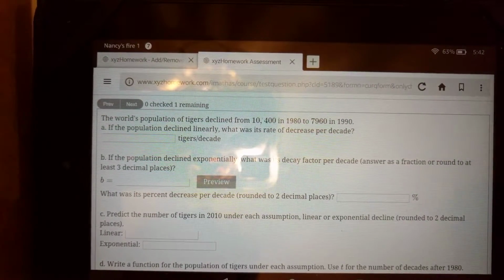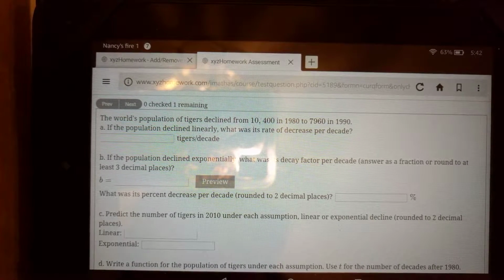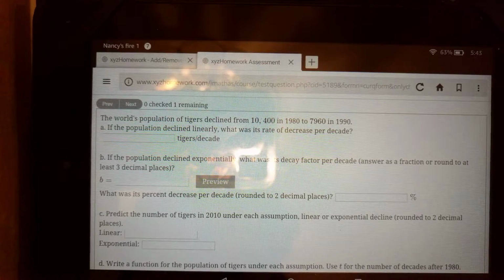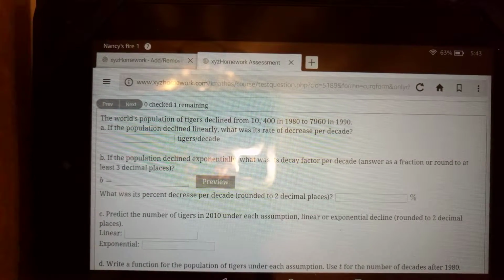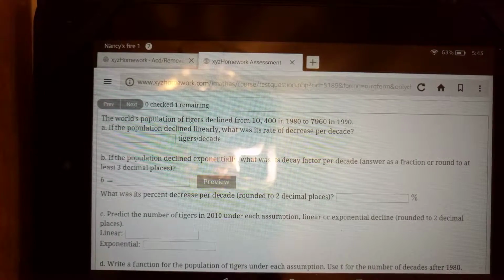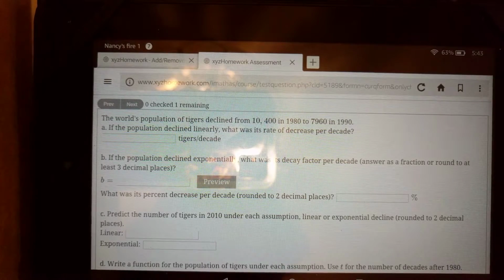Here we are working with both linear and exponential decay. We've got the world's population of tigers in 1980. We're going to call that our starting point. And in 1980 we had 10,400 tigers. In 1990, 10 years later, we had just 7,960 tigers. So that gives us two data points.